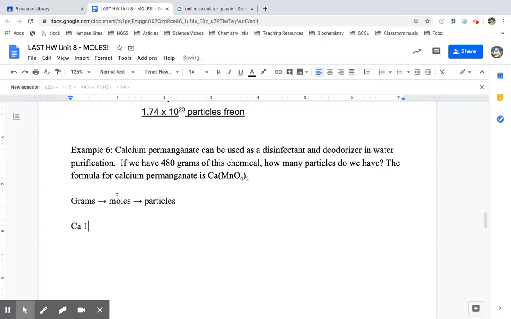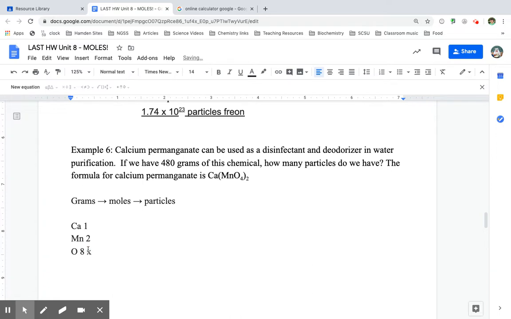We have calcium, there's one of them, manganese, oh, we got parentheses here. There's 1 manganese and a 2 outside. 1 times 2 gives me 2 manganese. I also have oxygen. It multiplies. Remember, 4 times 2, we have 8 oxygens.